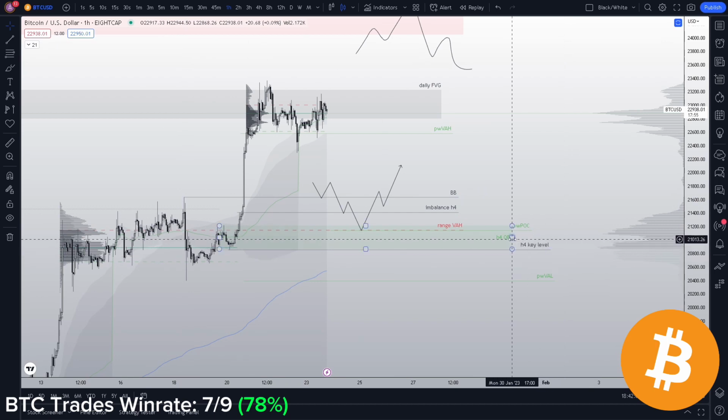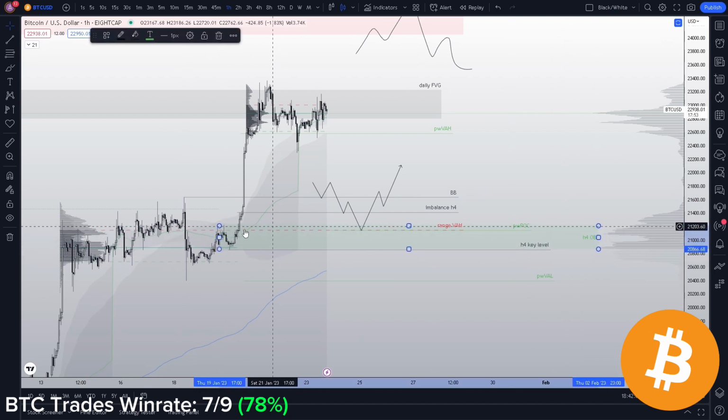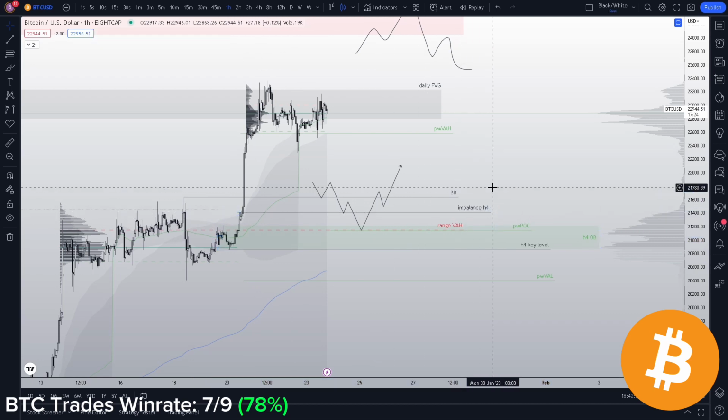We also have our H4 order block in this area. On top of that, from our previous range, this is the top of the value area high, where we can find a lot of support, as it's also tapping into the H4 order block and the previous week POC. On the 4 hour, we actually also have an imbalance in this candle, which is a likely area for price to retrace to and sweep out all the liquidity from the fair value gap.